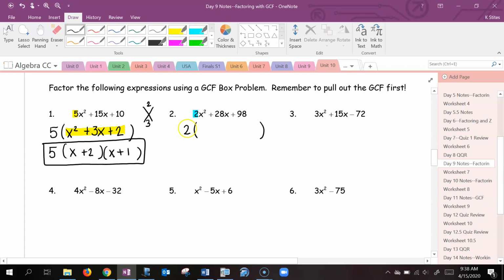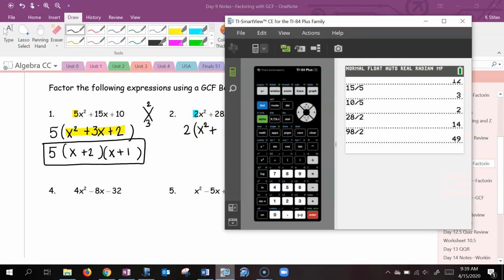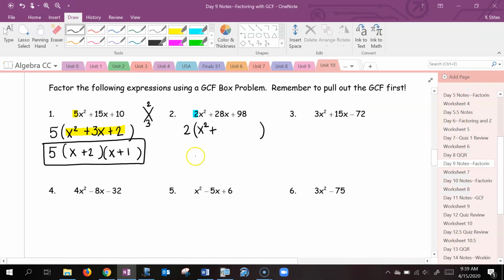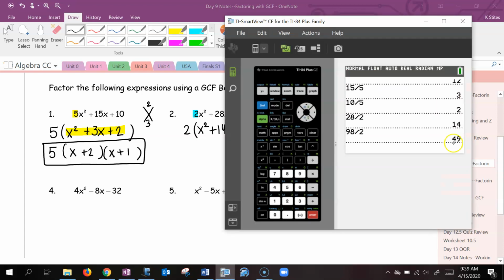Reverse distributive property. 2 times what is 2x squared? Well, just x squared. 2 times what is 28x? Well, I already did that. It was 2 times 14. Just don't lose your x. 2 times what is 98? Well, I just did that. It was 49.